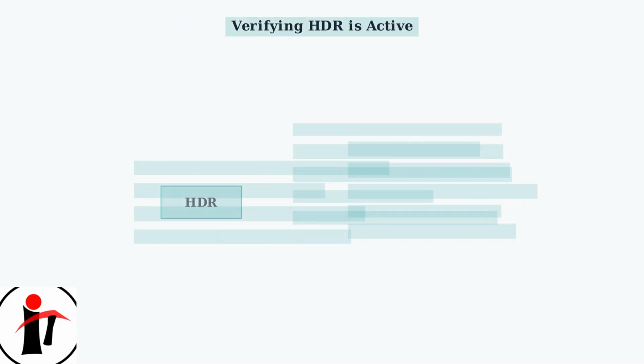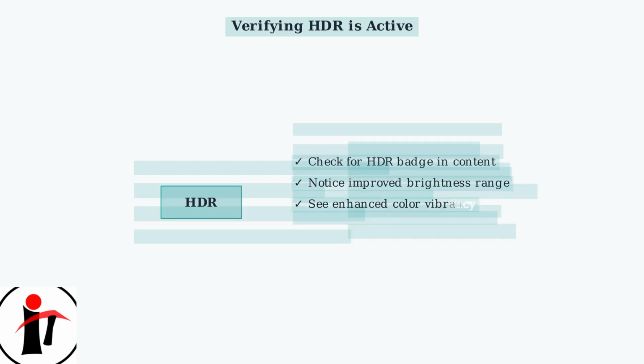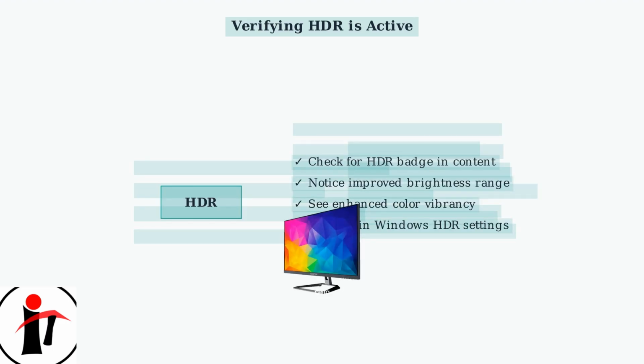Once HDR is enabled, you can verify it's working by looking for HDR badges in streaming content, noticing improved brightness and color range, and checking that Windows HDR settings show HDR as active. The visual difference should be immediately apparent with more vibrant colors and better contrast.